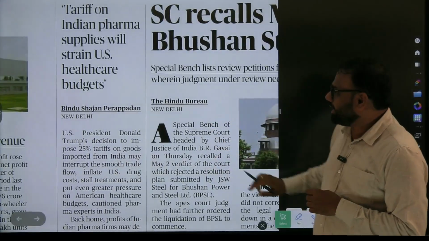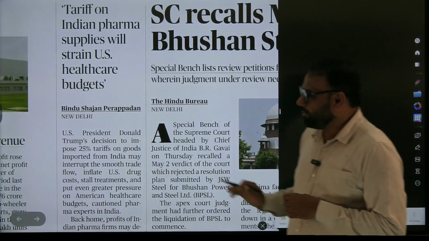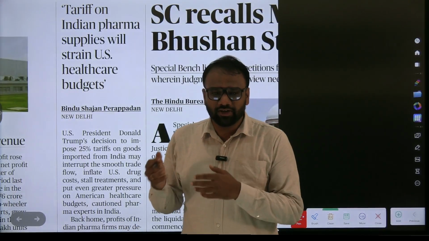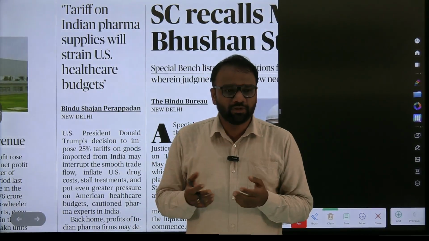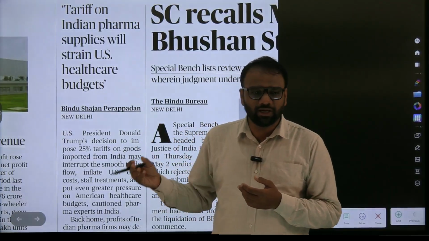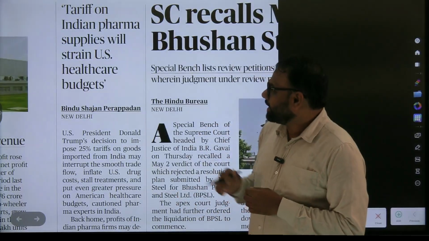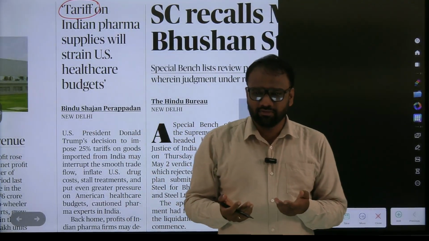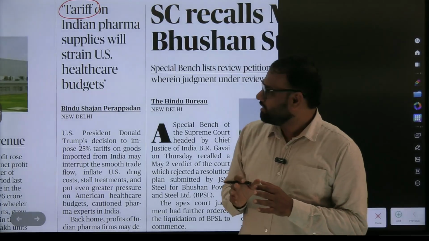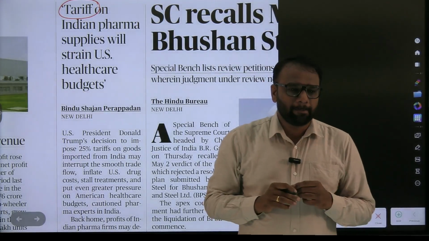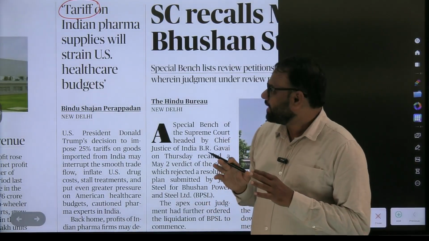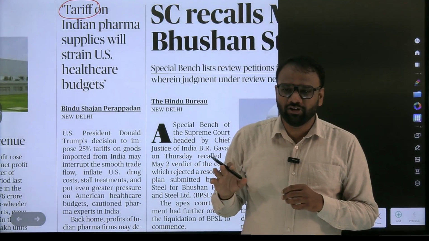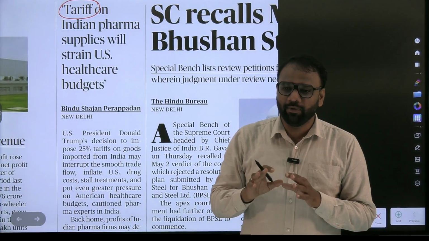Okay. So, tariff on Indian pharma supplies will strain US healthcare budgets. Gradually, when we start understanding the concepts, just by looking at the headline itself we will start understanding what they are trying to say. But we need to understand the terms present over here. Now tariff, what do you understand by tariff? First time we will be hearing these terms. So here India is there, pharma is there, US is there, healthcare budgets. This has appeared in the context of new tax being imposed by Trump on Indian products.